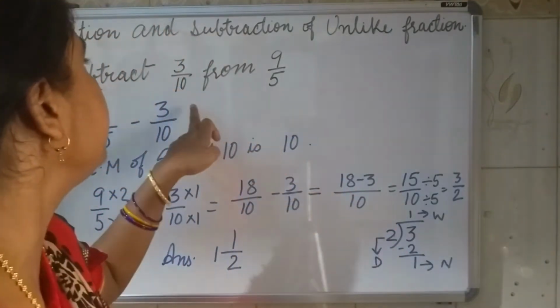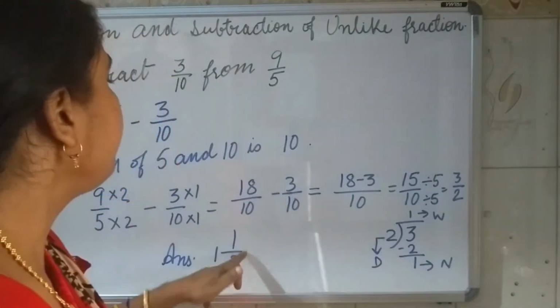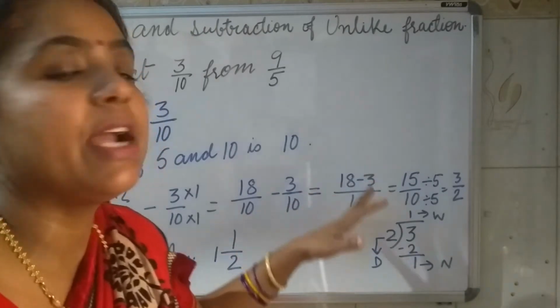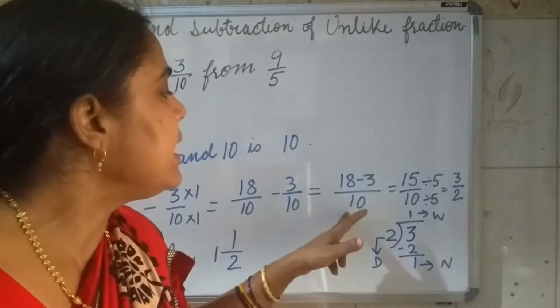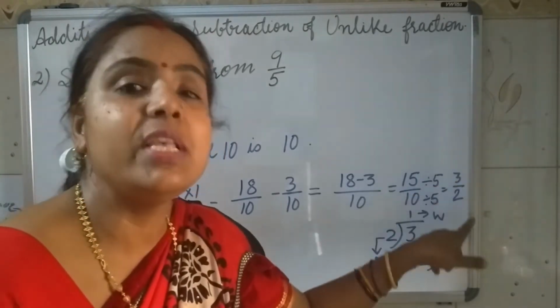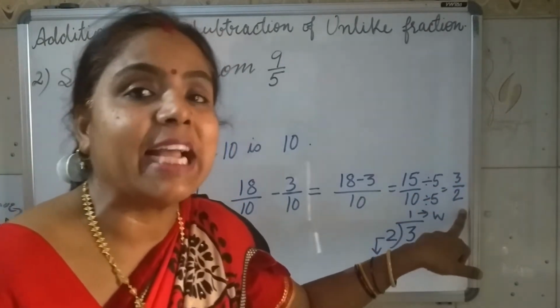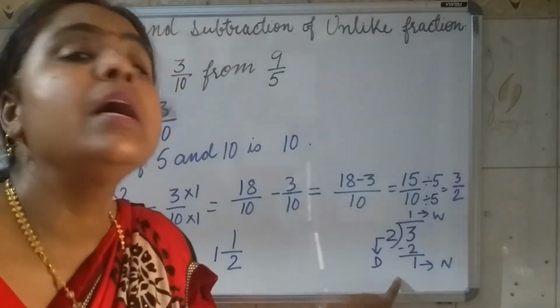The first thing: if it is an unlike fraction, you have to convert it into a like fraction. After converting into the like fraction, you have to take out the difference. And after taking out the difference, if the numbers are not in the lowest term, first we have to convert into the lowest term. If we get an answer that is not a proper fraction, then we have to convert it into a mixed number.